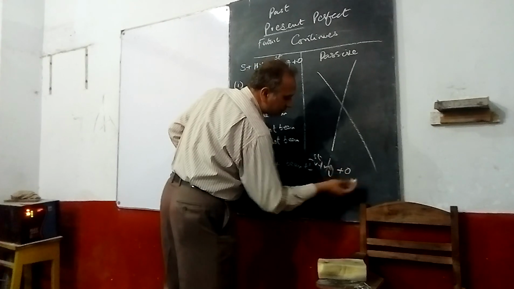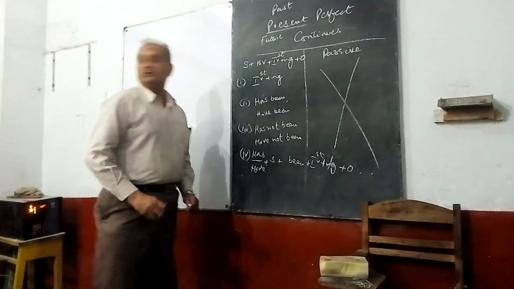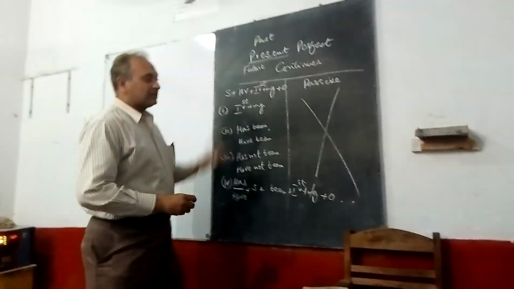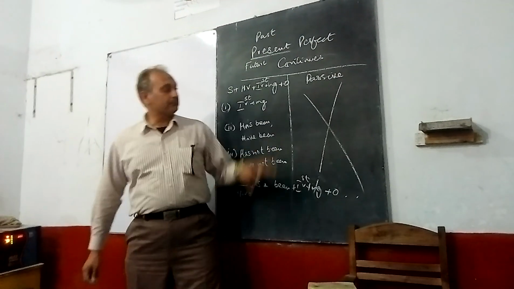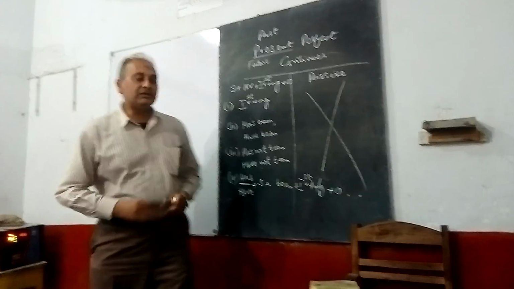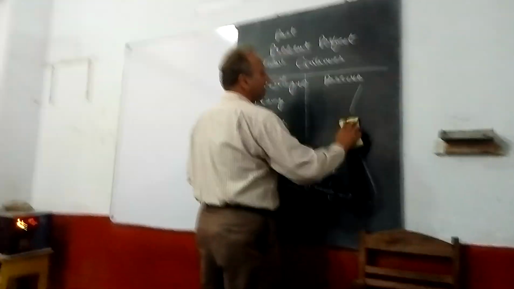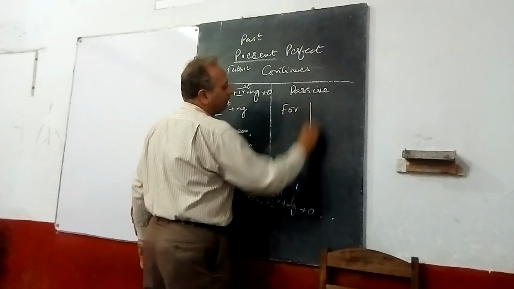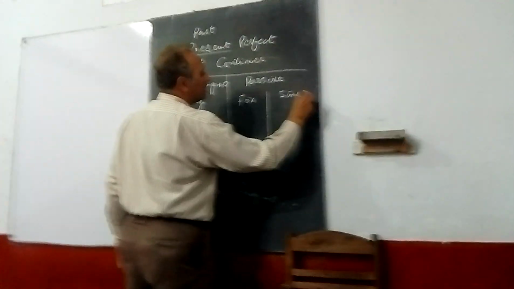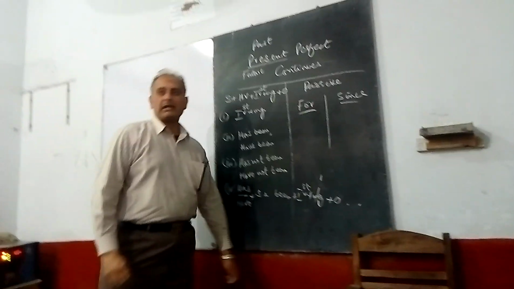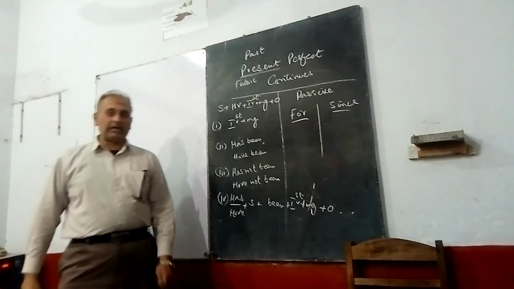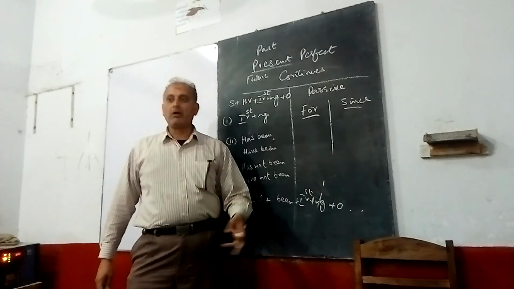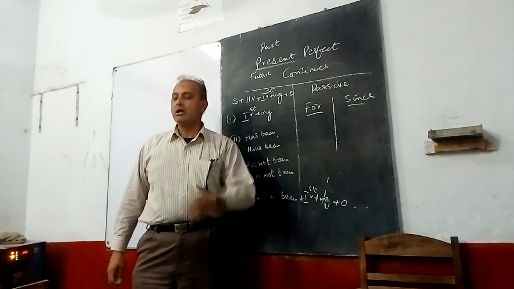then another important element, object, and then the element which converts this tense into perfect continuous. These are the conditions, elements, two points: the use of for and since. These are the two major elements that differentiate whether this tense is present continuous or present perfect continuous.